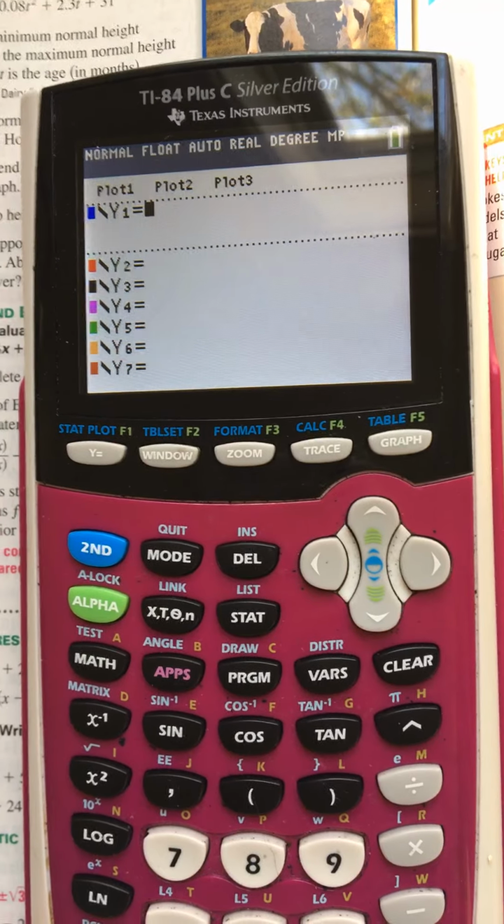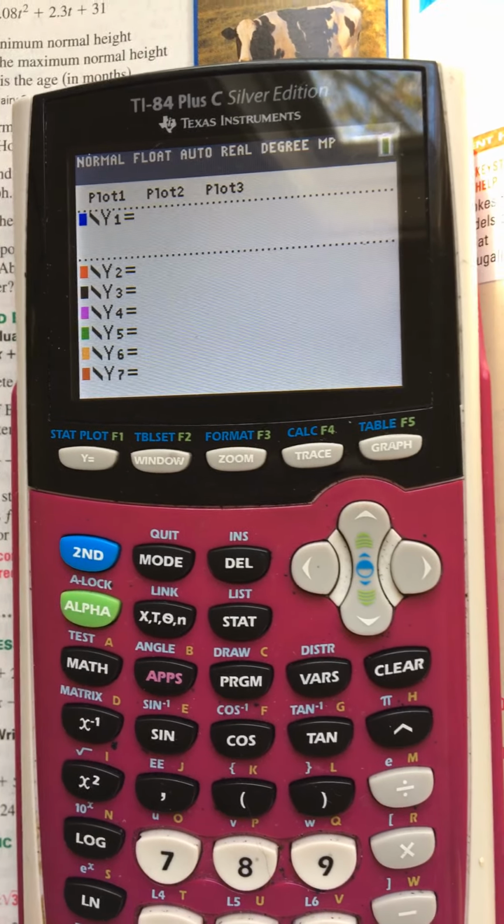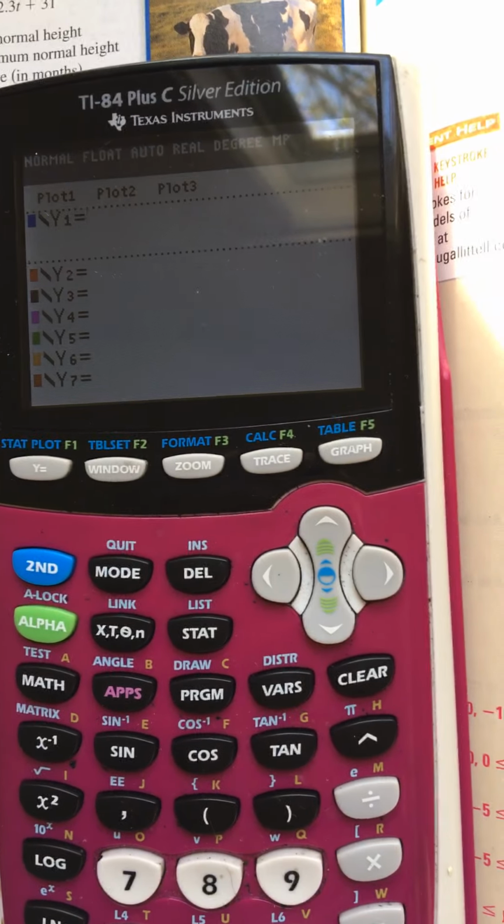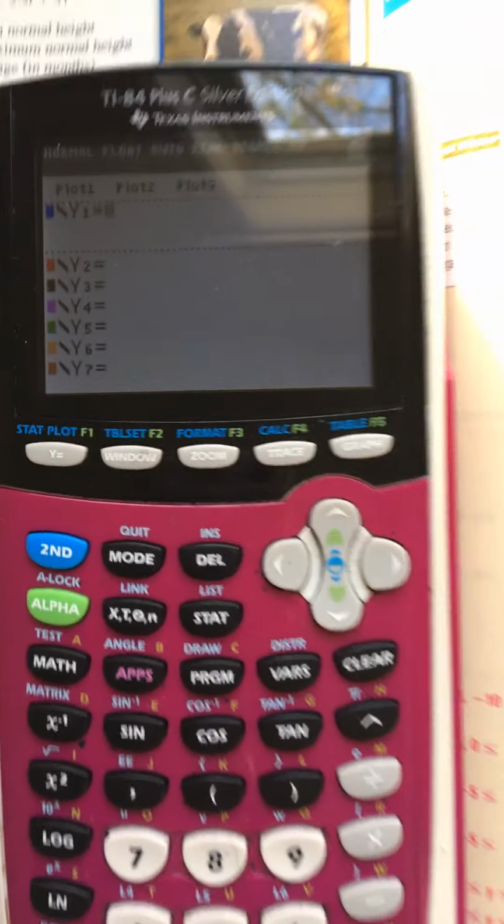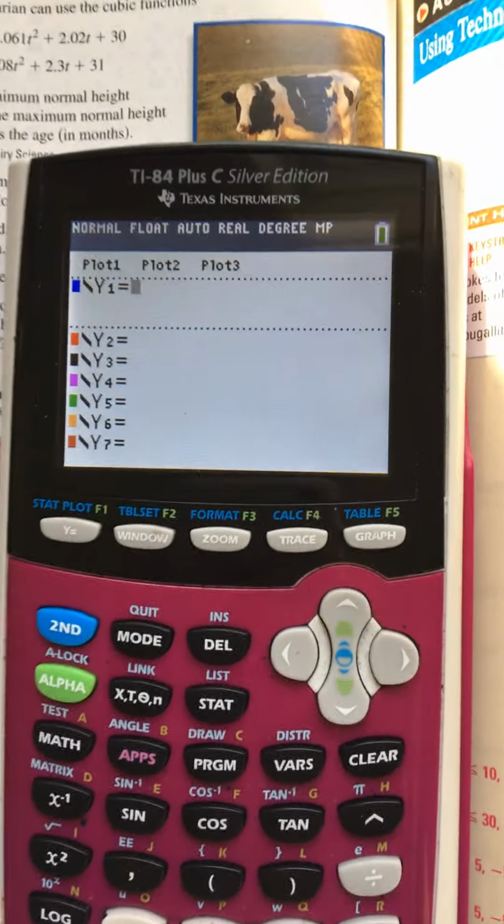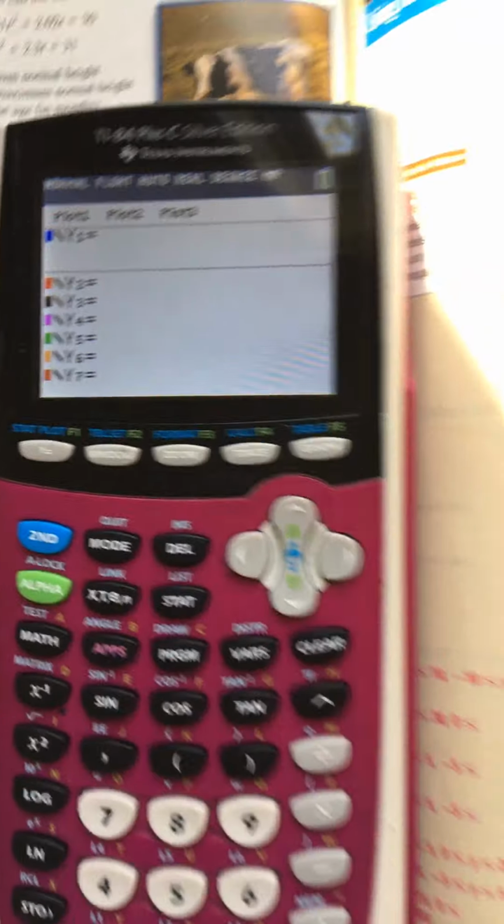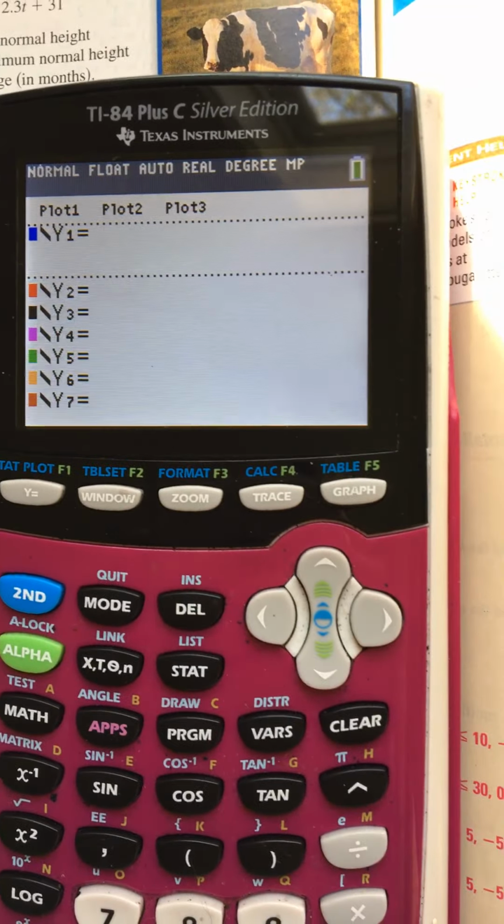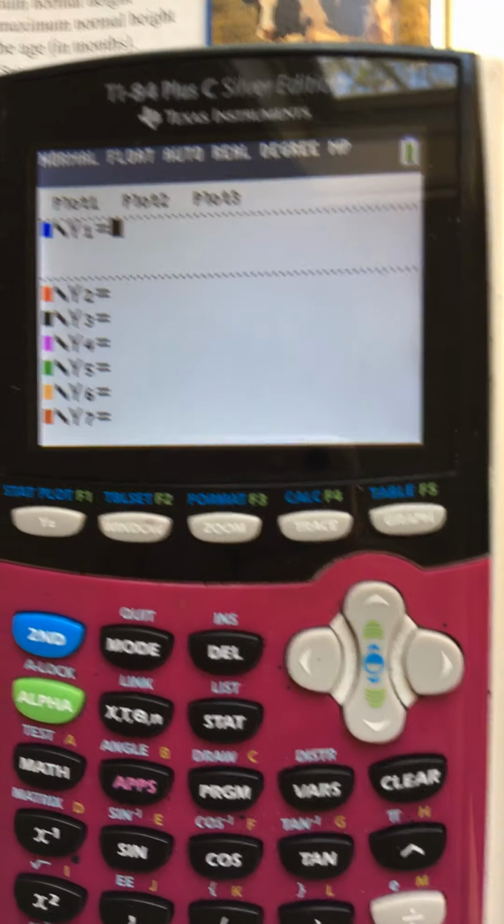So we're going to learn two things in this video. One is about setting a good window. And the second one is I'm going to show you how to get the answer. And like I said, you'll have to show work, but this is a powerful tool for checking.